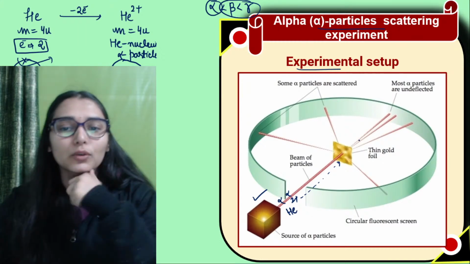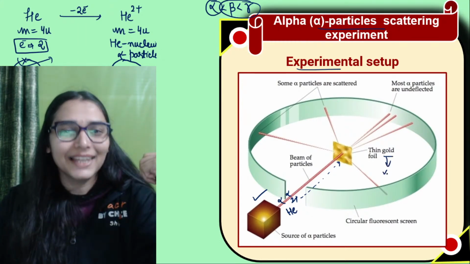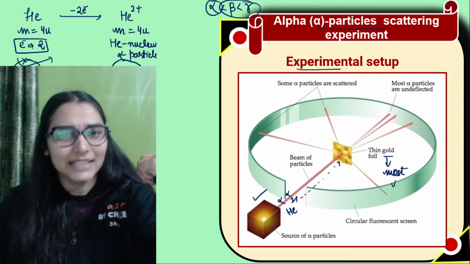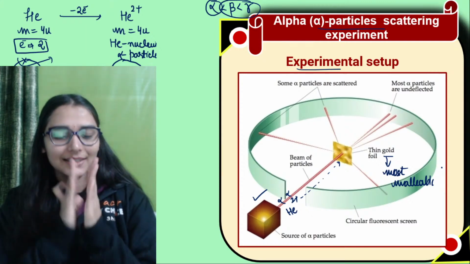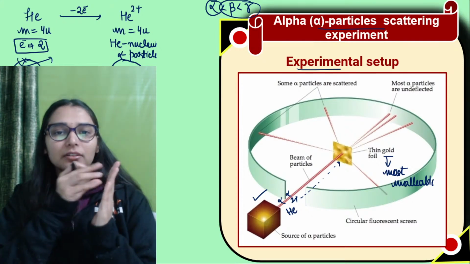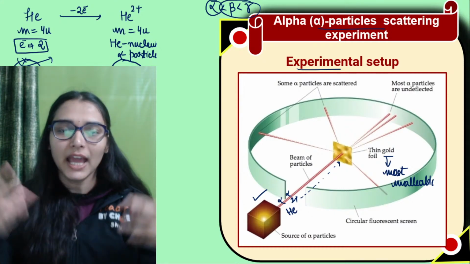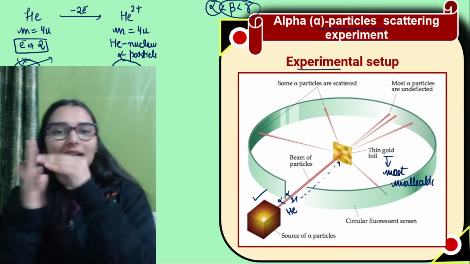Now why was only gold selected? Because you know gold is the most malleable element, right? We know that it is the most malleable. So Rutherford wanted to take the thinnest sheet possible, as thin as possible, so that alpha rays have to interact with very few atoms, and he can study the behavior of alpha rays when they are passing through atoms.